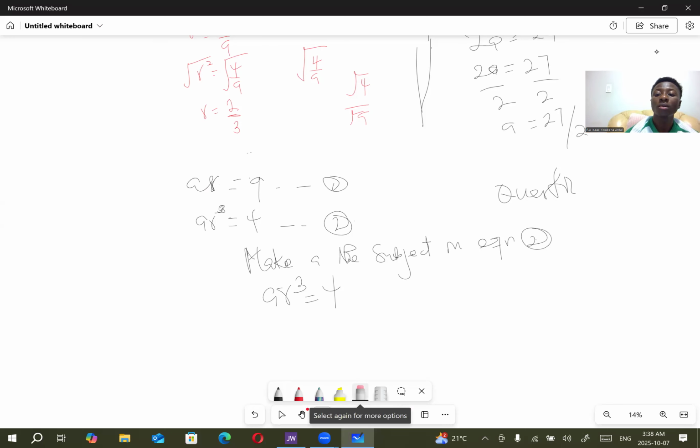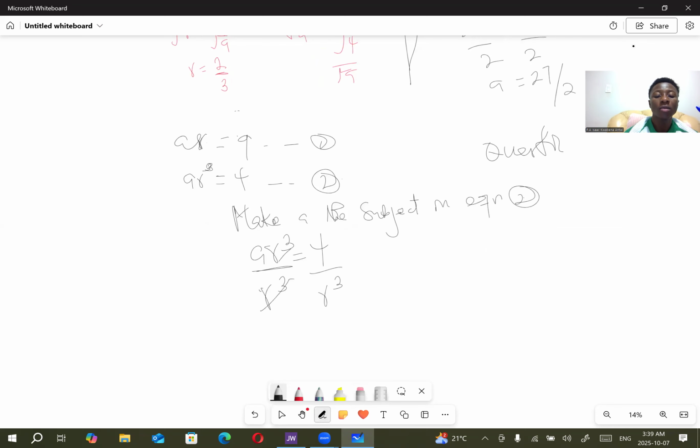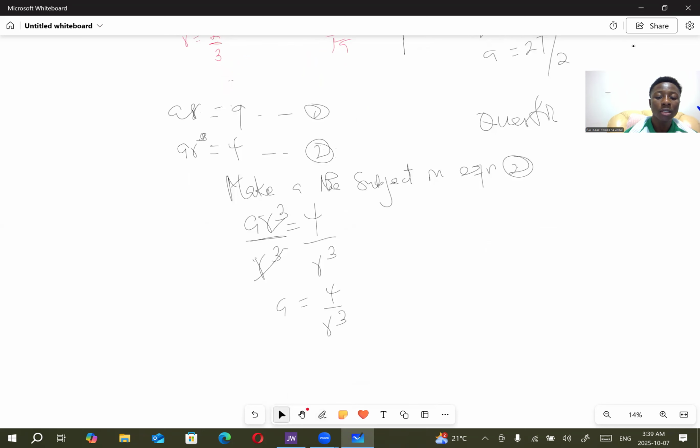So we have AR exponent 3 equals 4. We're making A the subject, so let's divide by R exponent 3. It cancels out, and now you have A standing out. So A is equal to 4 over R exponent 3. That's the first stage. Then let's put A equals 4 over R exponent 3 into equation 1, right?